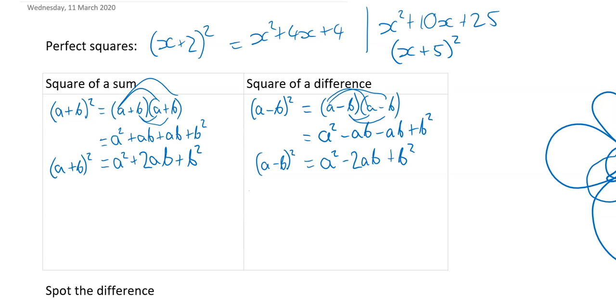Well, I'm adding two things in here, and in this one I'm taking them away. So this is the square of a sum, because a plus b is a sum, and this is the square of a difference, because a minus b is a difference.